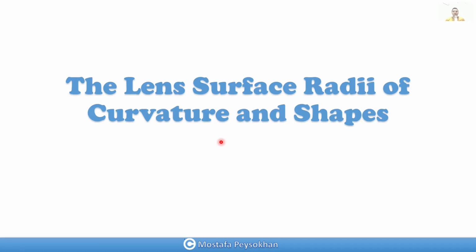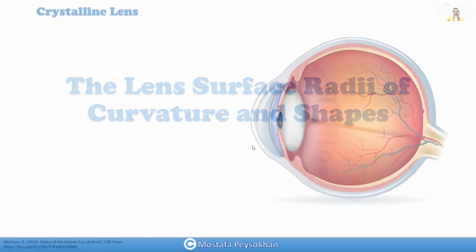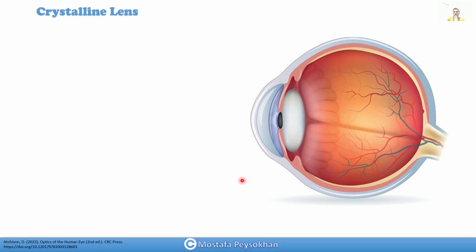In previous videos, we talked about the corneal refractive index, the radii of curvature of the cornea, geometrical features of the cornea, and we talked a little bit about the lens. But right now in this video, we're going to talk about the curvature, shape, and radii of curvature of both surfaces of the lens, which is another important part of our eye. So as always, we just look at it completely from a pure optical perspective.